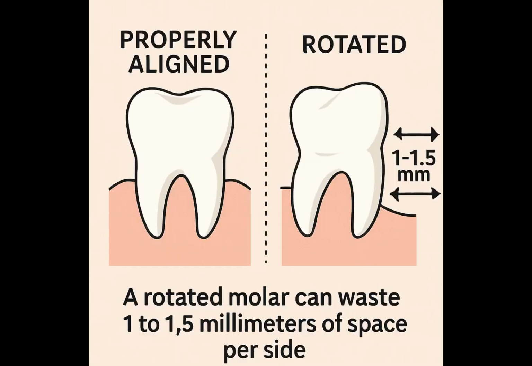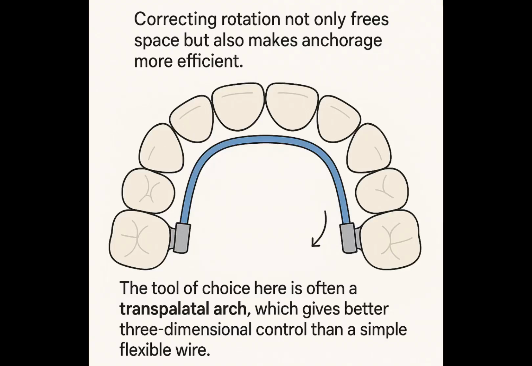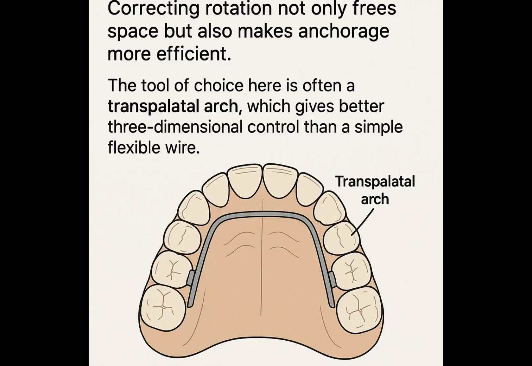Another common correction is molar rotation. A rotated molar can waste 1 to 1.5 millimeters of space per side. Correcting rotation not only frees space, but also makes anchorage more efficient. The tool of choice here is often a transpalatal arch, which gives better three-dimensional control than a simple flexible wire.